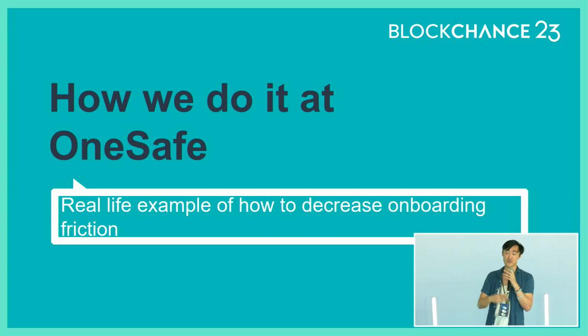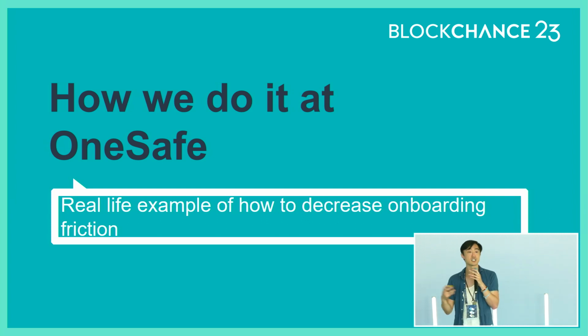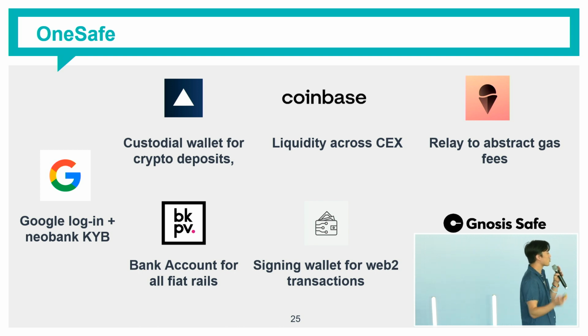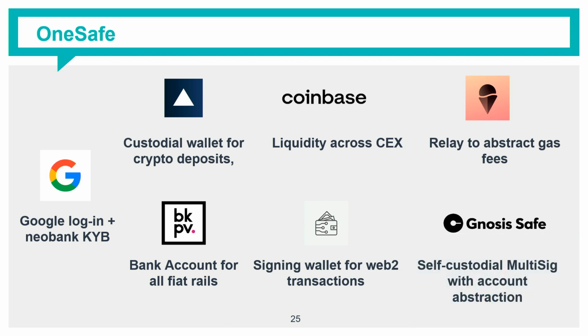So let's talk a little bit about how we do it at OneSafe to make sure everything is very seamless. OneSafe is just a business bank for Web3 companies, right? What we do is you come in, you log in with Google, and you go through that regular neobank kind of setup. And from there, we actually set up a lot of things for you in the back end. We set up a bank account so that you have fiat transactions, so now you can send fiat in.